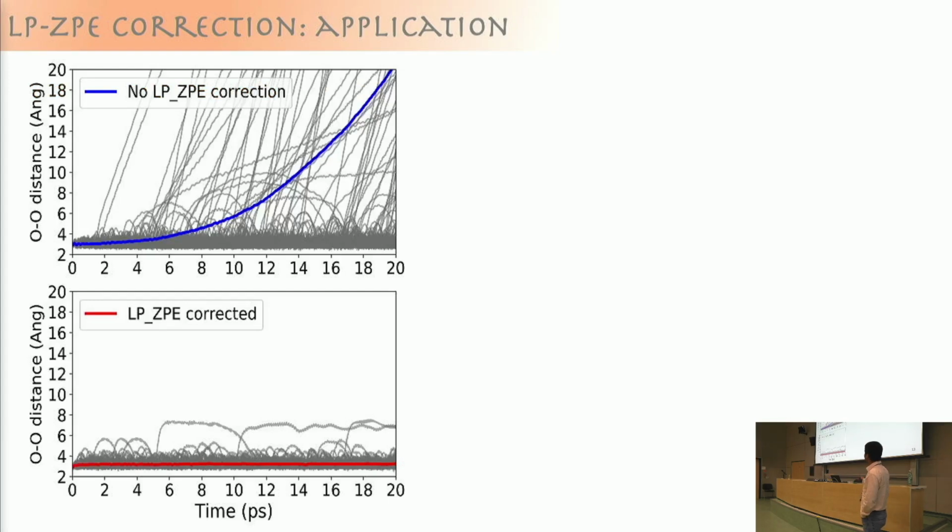Okay. So in this slide you are seeing the OO distance, that is the distance between the oxygens of the two monomers of the dimer. If you do nothing, you will see your dimer will explode after 5 picoseconds. But with our method, I can hold the dimer for a longer period of time. Basically, these gray lines are individual trajectories, and these blue and red lines are averaged. In this case, if I remember correctly, 100 trajectories were involved.